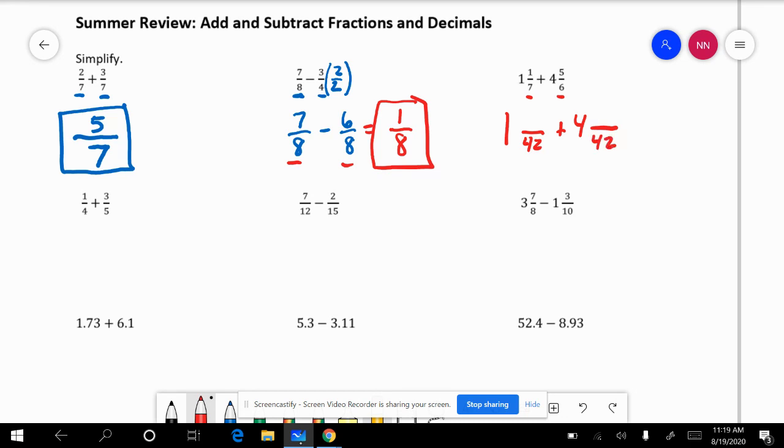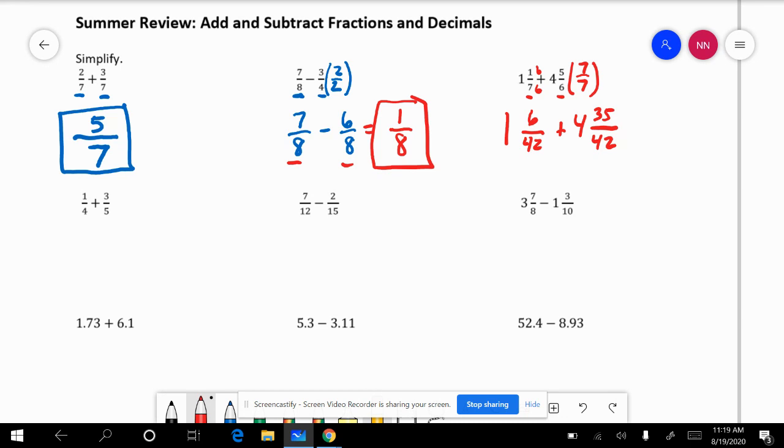Now, in order to make the 7 a 42, I have to multiply it by 6. So that means we have a 6 on top. In order to make a 6 a 42, I have to multiply it by 7. So 5 times 7 is 35.